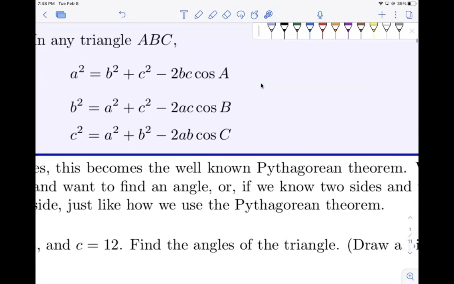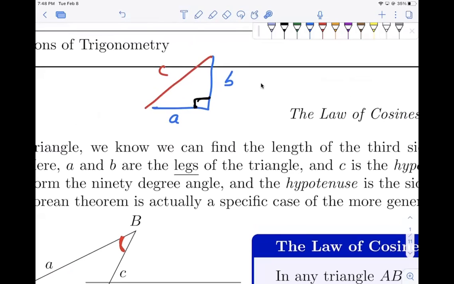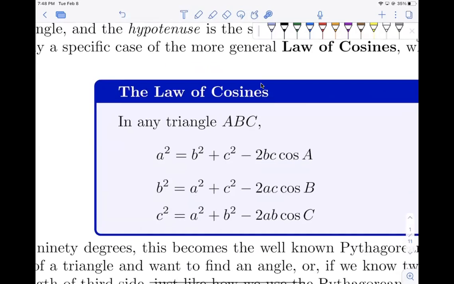If we look at the last one, c squared equals a squared plus b squared minus 2ab cosine c, this looks really similar to the Pythagorean theorem. So anytime you've used the Pythagorean theorem in the past, you've been using the law of cosines. It's just that with the Pythagorean theorem, this angle, the one formed by the two sides a and b, is 90 degrees. So we would have the cosine of 90, which is 0. So this whole term was always 0 in a right triangle.